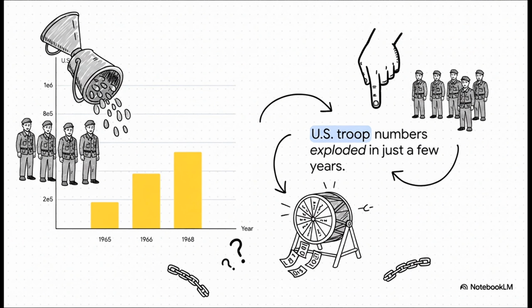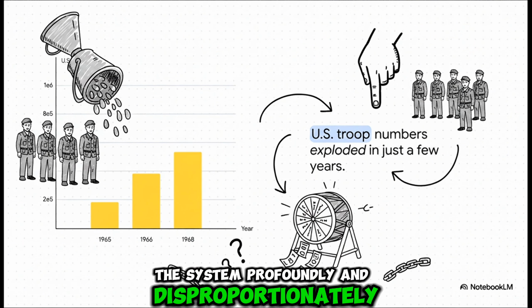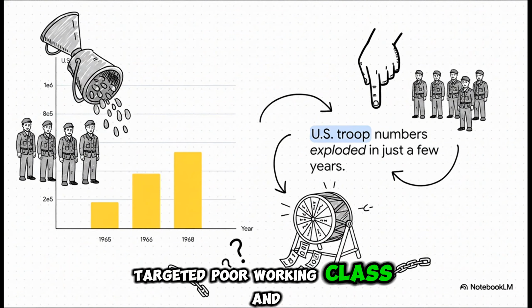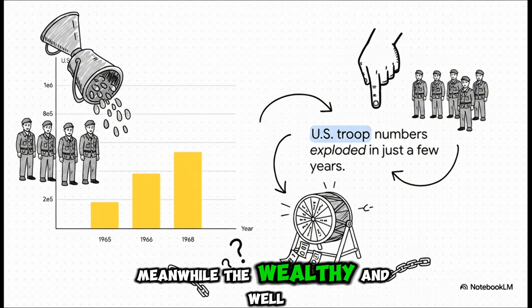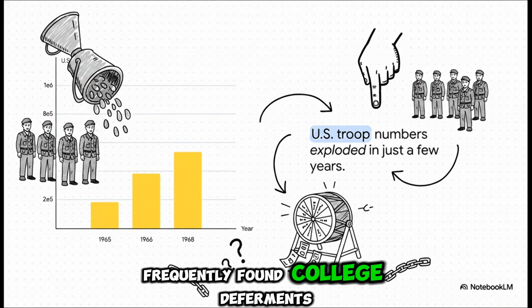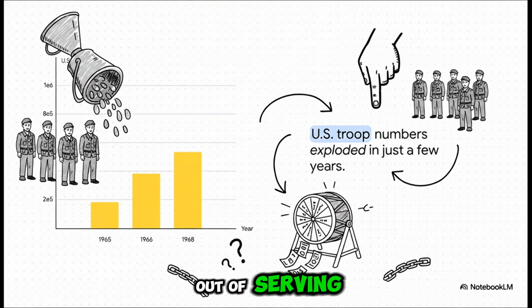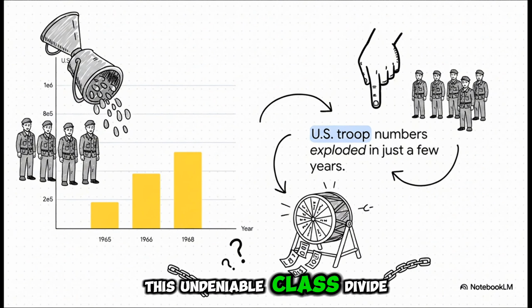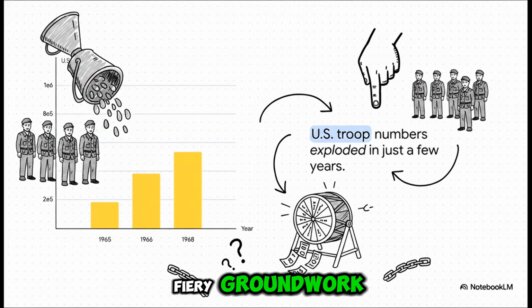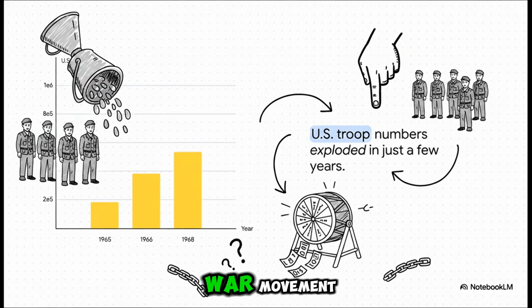And the catch? The system profoundly and disproportionately targeted poor, working class, and minority men. Meanwhile, the wealthy and well-connected frequently found college deferments or medical loopholes to get out of serving. This undeniable class divide would really quickly lay the fiery groundwork for a massive domestic anti-war movement.